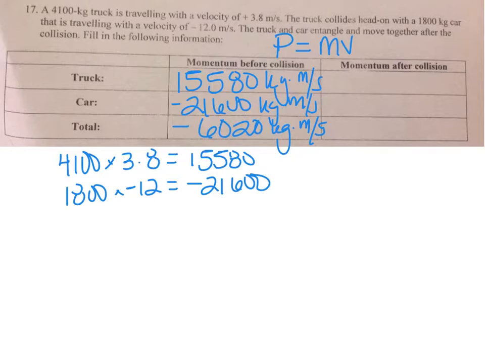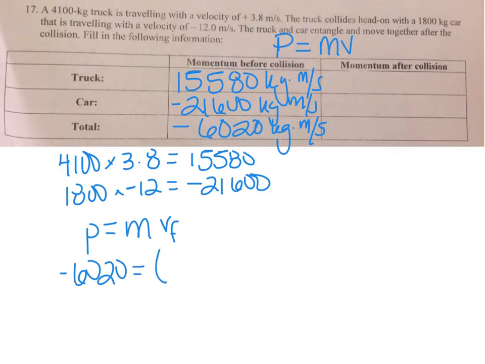And we're actually going to use the same formula we've been using, but we are going to modify it a little bit by adding our two masses together. Because it tells us that the car and truck entangle and move together after the collision, that means they're stuck together. They're going to be going the same velocity together. So we're going to take our total momentum, our momentum before the collision, and set it equal to our mass of the two vehicles times its final velocity. So it's still the same formula. So we're going to have negative 6,020, and that's going to equal our two masses together.